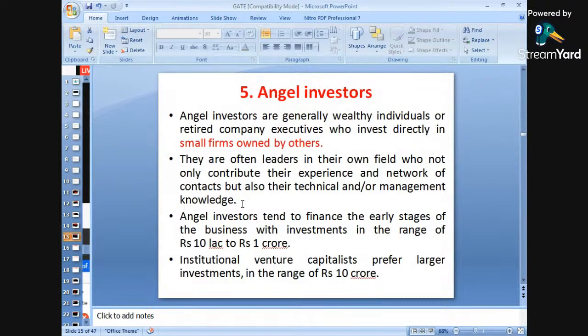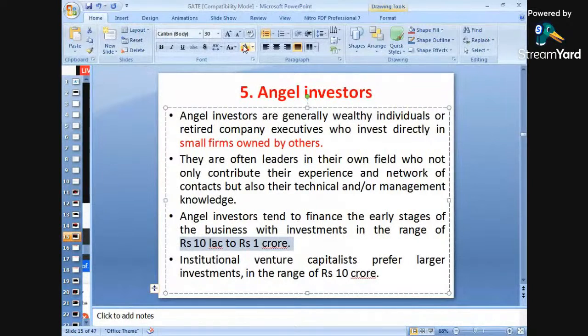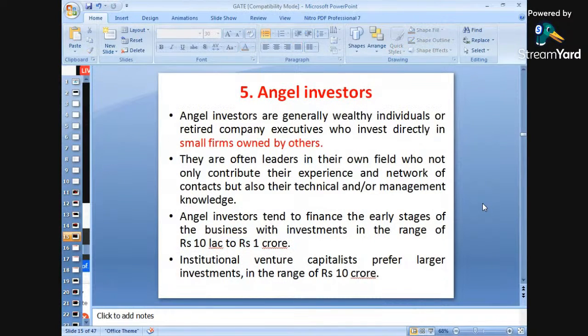Again, technical skills will also be taken care of by these angel investors. Angel investors tend to finance the early stages of the business with investments in the range of 10 lakhs to 1 crore. They can invest starting from 10 lakhs up to 1 crore.